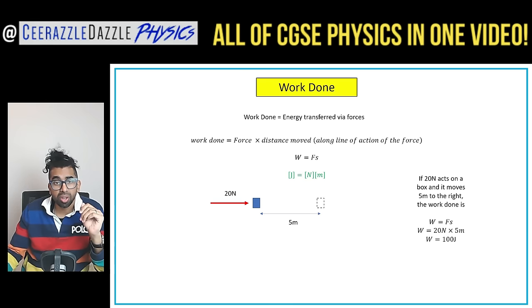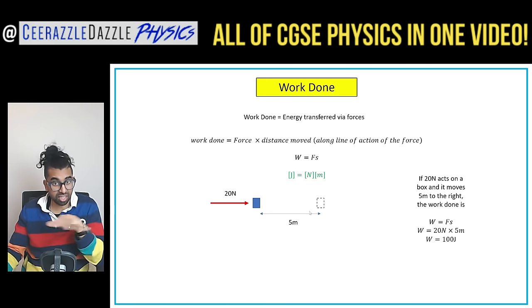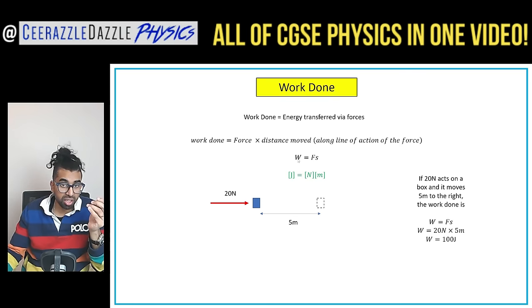Work done. The work done is simply going to be the energy transferred via forces. So work done is equal to force times the distance moved along the line of action of the force. That simply means that if I have a force acting in this direction, I'm looking at the distance in that same direction. So work done, W, is equal to F times S. Work done is energy, therefore it's going to be measured in joules. The force is in newtons, capital N, and the distance is in meters over here. And look, on the right-hand side, I've got a simple calculation which you can pause the video and go through yourself.